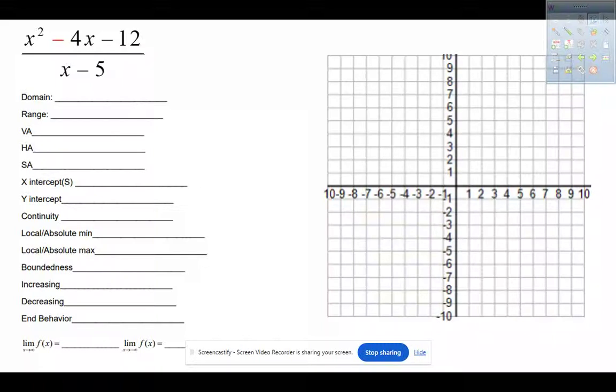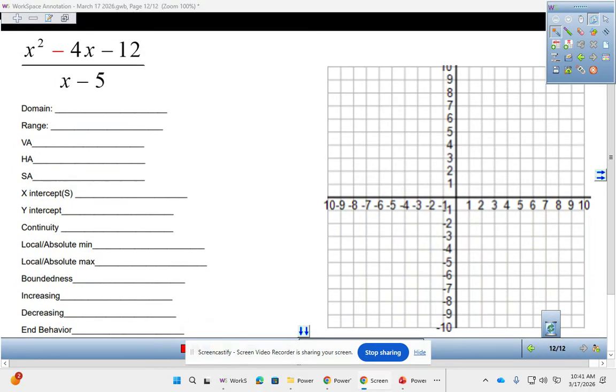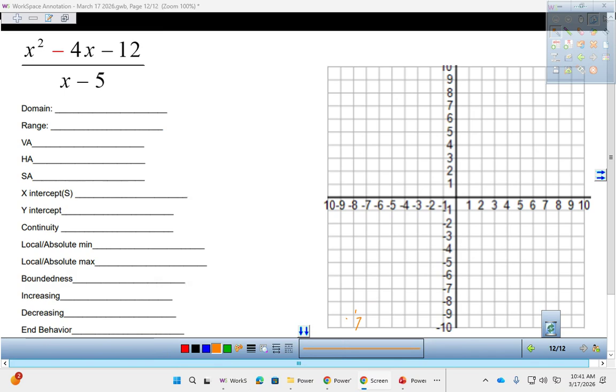All right, so in any problem like this, the first thing that you want to do is factor when possible. And with that change to the numerator, this is possible to factor. So I am going to look to factor what multiplies to negative 12 and adds to negative 4. So that's going to give me a negative 6 and a positive 2. So I'm going to write the top as x minus 6, x plus 2. And the bottom doesn't factor, so I'll just leave that as an x minus 5.